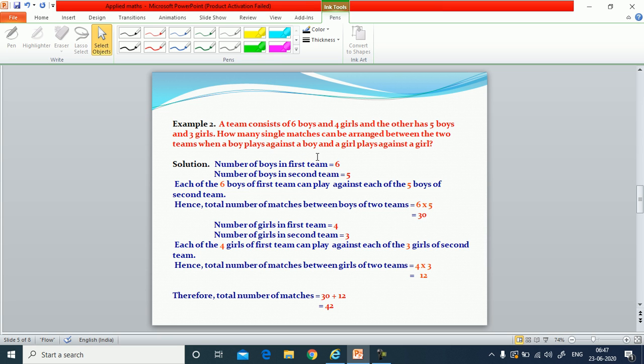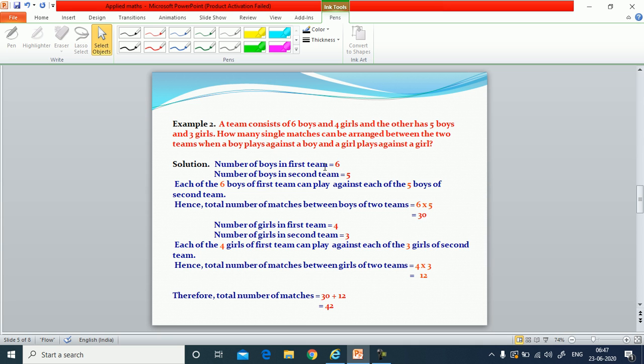See, two types of matches you have to make. Matches amongst boys, matches amongst girls. So boys are not going to play against girls. Okay. So separately both the matches are to be made. So we will find total number of matches amongst boys, and separately we will find total number of matches amongst girls. Then we will add them both to find the total number of matches.